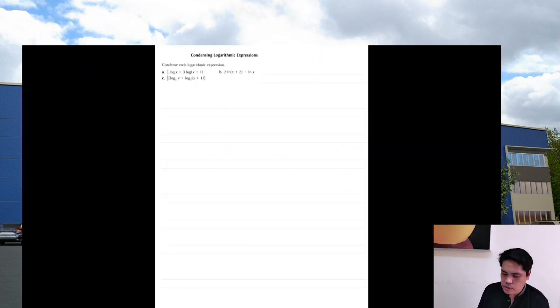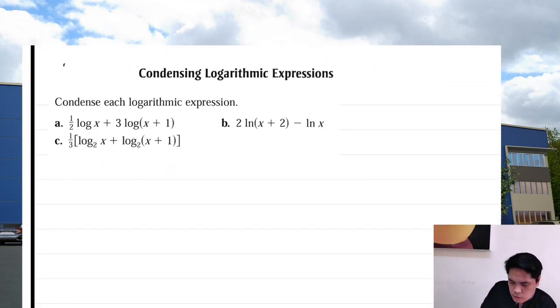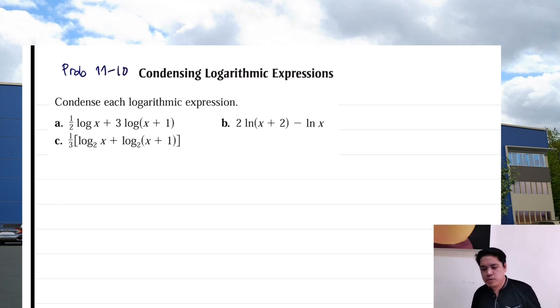Okay, now this time we have this. This is problem 10. 11-10 I mean. Problem 11-10. Condensing logarithmic expression. So letter A. For letter A, look at this. 1/2 logarithm of x plus 3 logarithm of x plus 1. So this coefficient we could transfer it as the exponent of the value or the variable wherein the logarithm is applied.